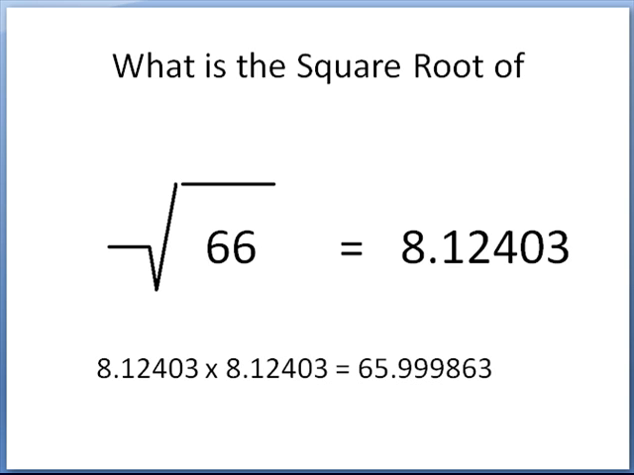If we were to multiply 8.12403, which is the square root of 66, to 5 decimal places, times itself, we don't actually come back up with 66. We come up with 65.9999863. That's because we've shortened the decimals to only 5 decimal places. The square root of 66 is an irrational number and goes on forever and ever.